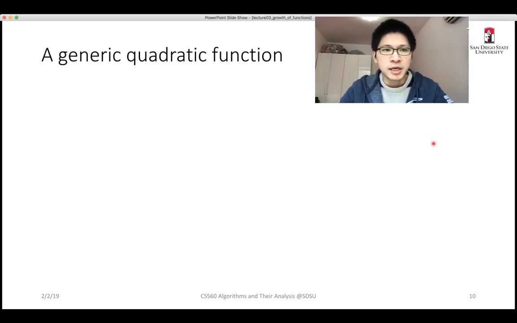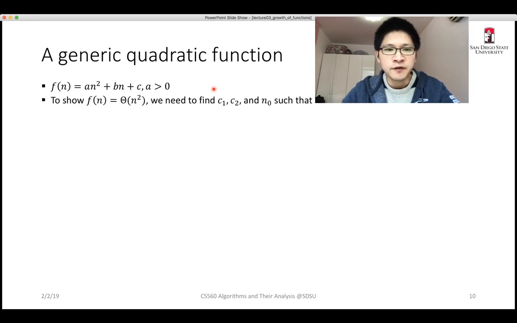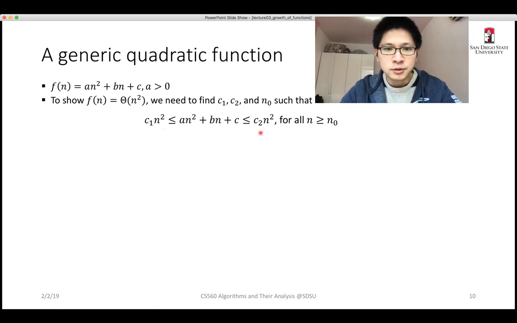Now we'll see an example of a generic quadratic function. So if the function is in this form, f of n equals a times n squared plus b times n plus c, and the coefficient a is larger than 0, how do we show that this function belongs to theta of n squared? Similar to the previous examples, we need to find positive constants C1, C2, and N0 such that these inequalities hold. The function f of n in the middle should be greater than or equal to C1 times n squared and less than or equal to C2 times n squared for all n that is greater than some threshold n0. Okay?